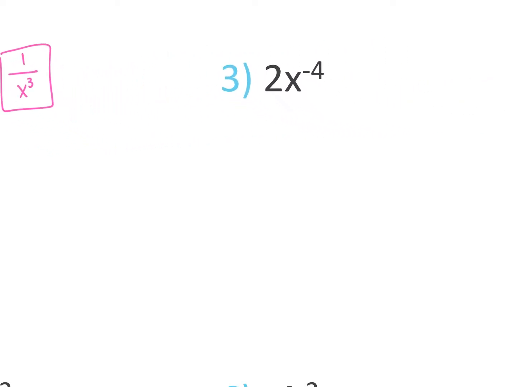Number 3. What is that power of negative 4 being applied to? Just the x. So what gets moved to the bottom? The x to the 4th power. Where does the 2 go? 2 stays on the top.